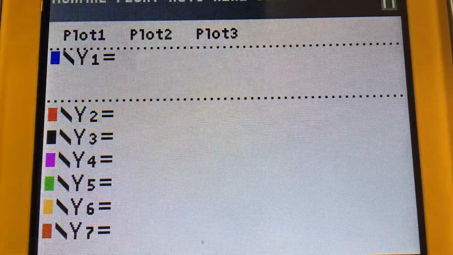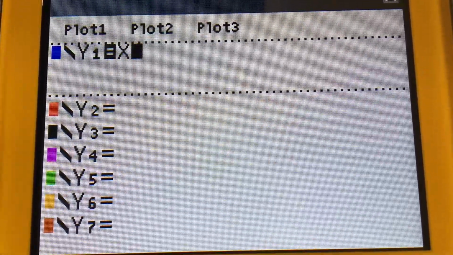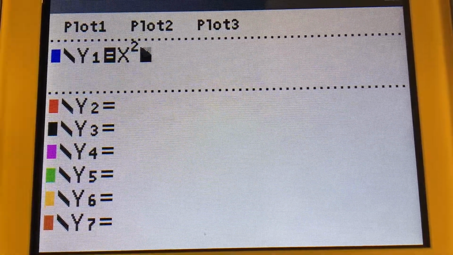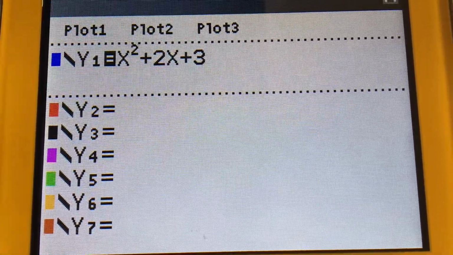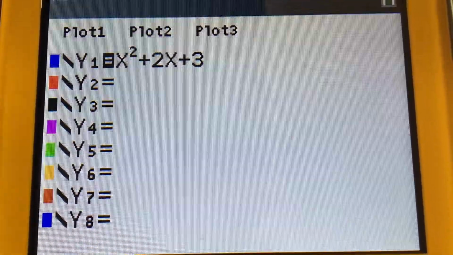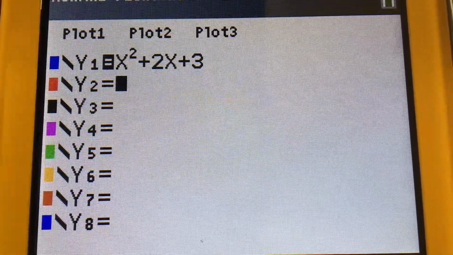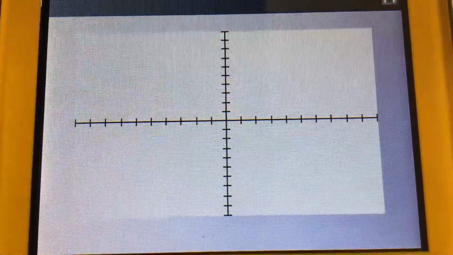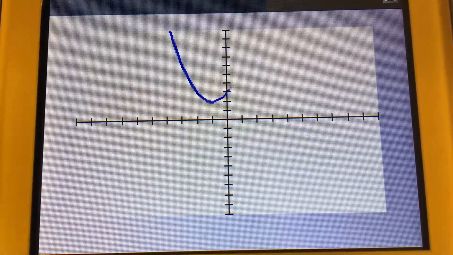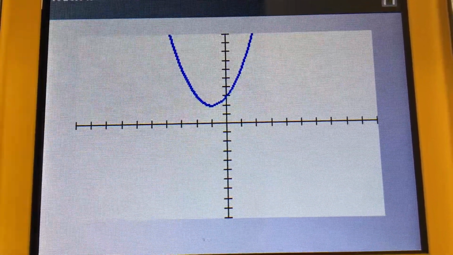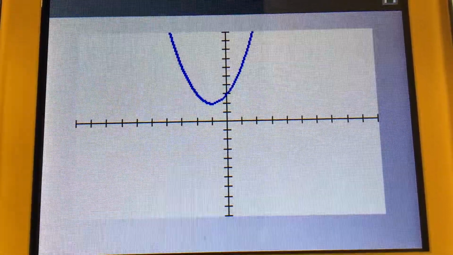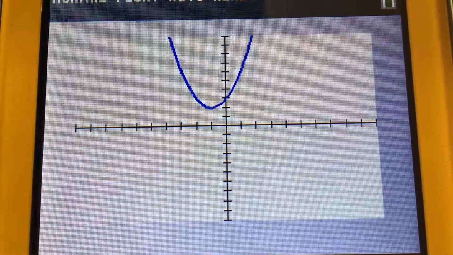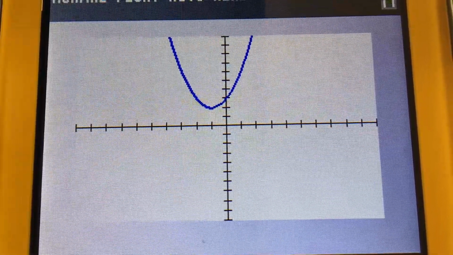The second quadratic, x squared plus 2x plus 3, was found to have no real solutions because the discriminant was negative. Sure enough, you can see how the quadratic is above the x-axis and never crosses it, therefore has no real solutions, no real zeros, or no x-intercepts.